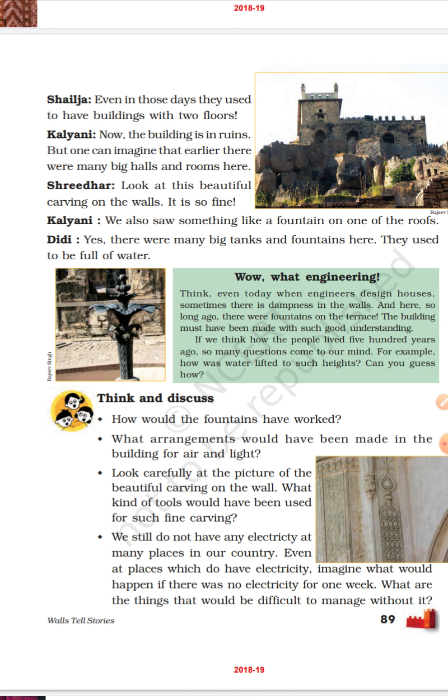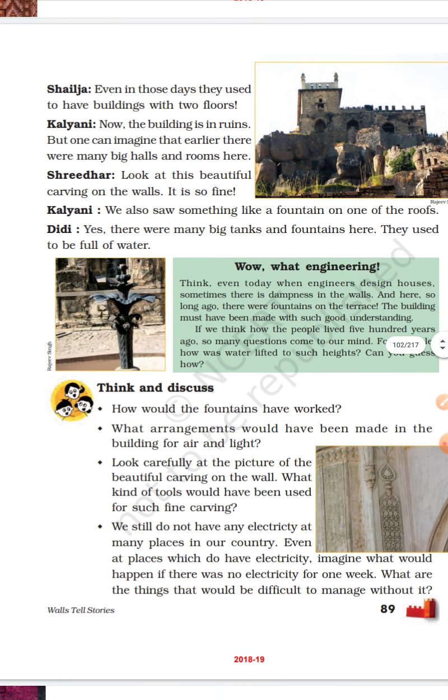Okay, to supply water from one place to another, and especially on a first floor, right? Even today we cannot supply water on the first floor without a motor machine, right? Without a pump. Okay, so imagine the architects, the technology, what kind of technology they used. If we think how people lived 500 years ago, so many questions come to our mind.